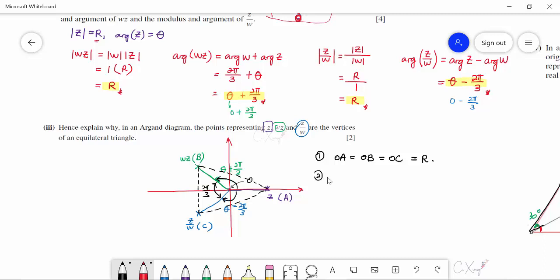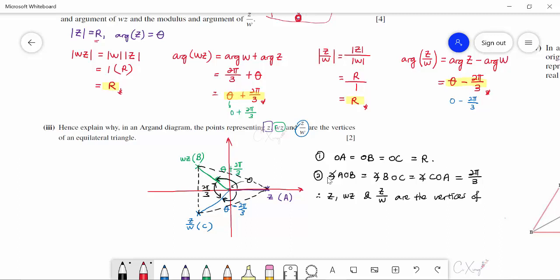Okay, so the second property is about the angle. Angle AOB equals angle BOC equals angle COA, or AOC. They are all 120 degrees. So all these actually fulfill the equilateral triangle. Okay, so you can say that Z, WZ, and also Z over W are the vertices of an equilateral triangle.